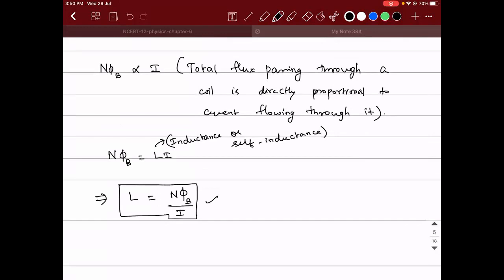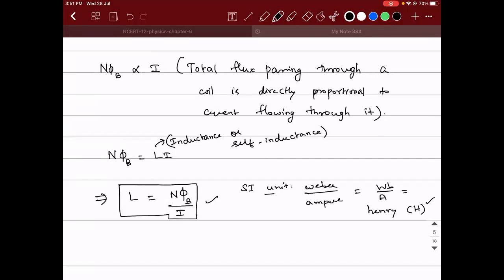Okay, where the SI unit is going to be something like this. N phi B is measured in Weber and I is measured in ampere. So Weber per ampere is also collectively called Henry. So which is written here.